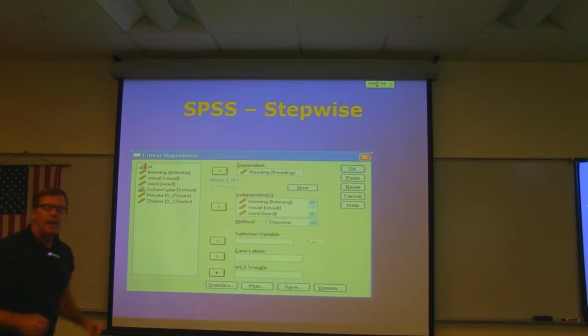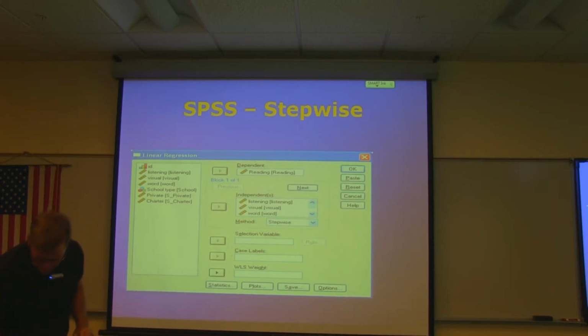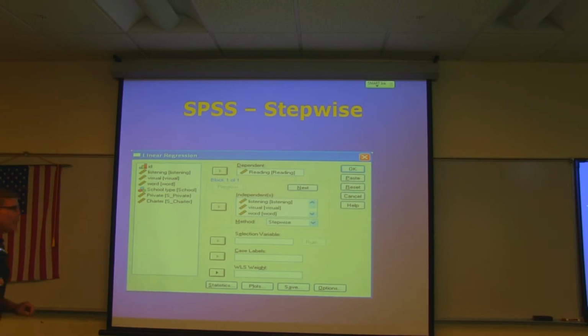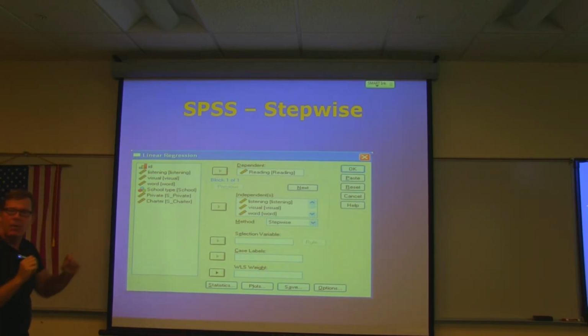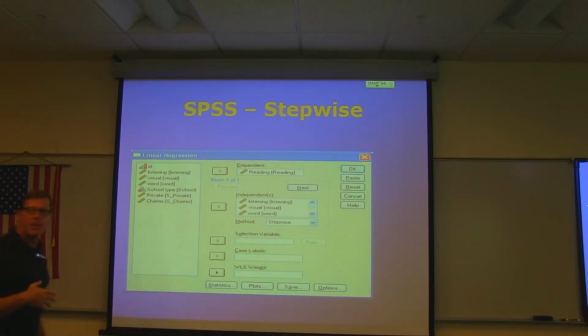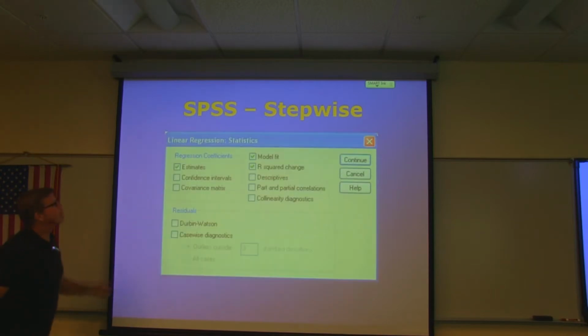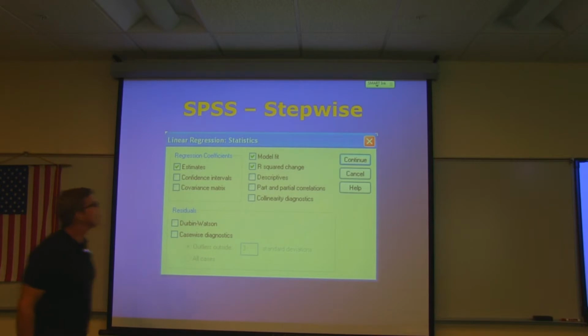Stepwise regression. Instead of entering all the IVs at once, in stepwise regression the computer is going to determine which of the independent variables is the most predictive, and then enter each one at a time, so that they are ultimately combined to see what kind of model we end up with. So again, you see the method is stepwise. All the stepwise procedure is doing is entering the variables one at a time to see which ones or combinations of variables contribute most to prediction of the dependent variable. We have our screen. We click on estimates, model fit, R-squared change, and we continue.